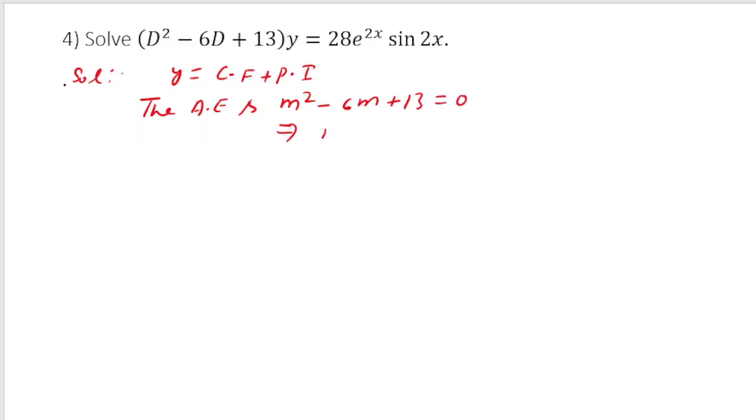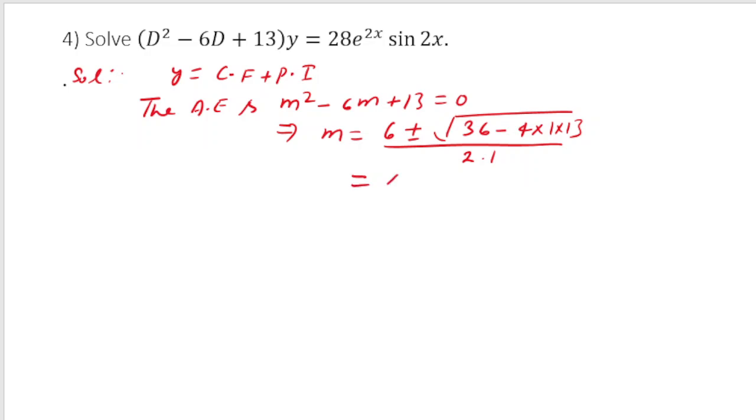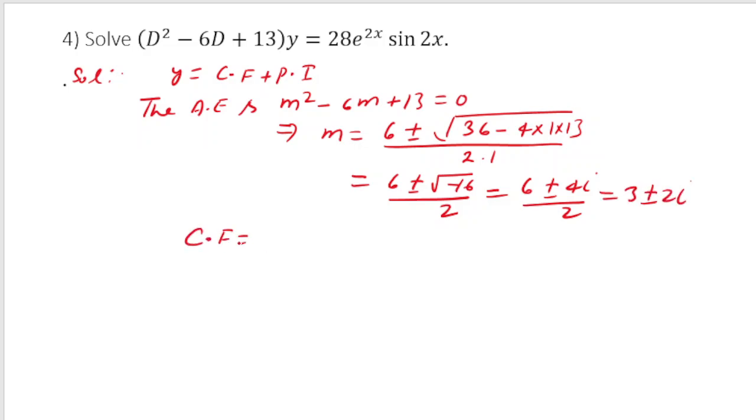So that will give me m is equal to minus b, that is 6, plus minus square root of b square, so minus 6 square is 36, minus 4 into 1 into 13, by 2a, so 2 into 1. So it will give me 6 plus minus square root of 36 minus 52, that is minus 16, by 2. So it will give me 6 plus minus 4i by 2. So 3 plus minus 2i. So imaginary pair of roots. So complementary function is e to the power 3x into c1 cos 2x plus c2 sin 2x.